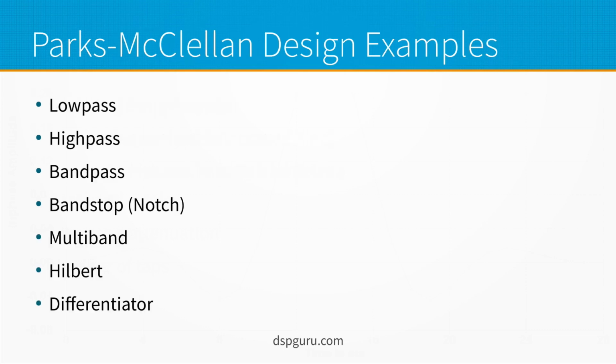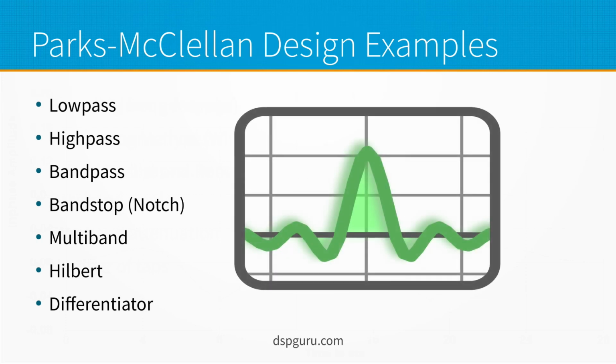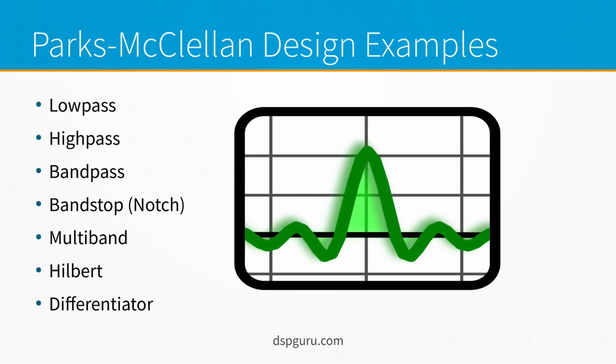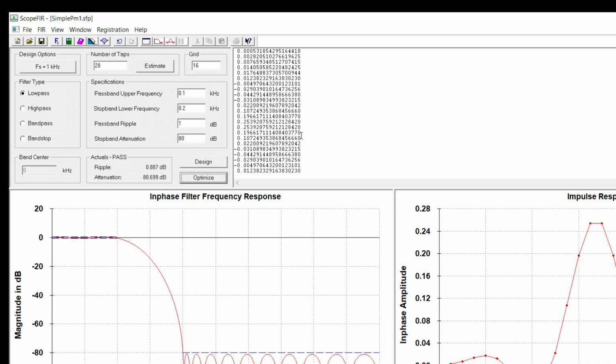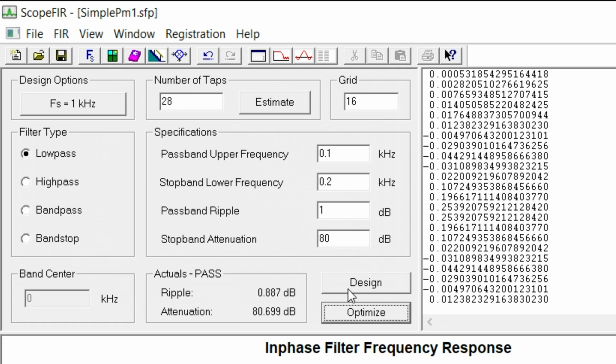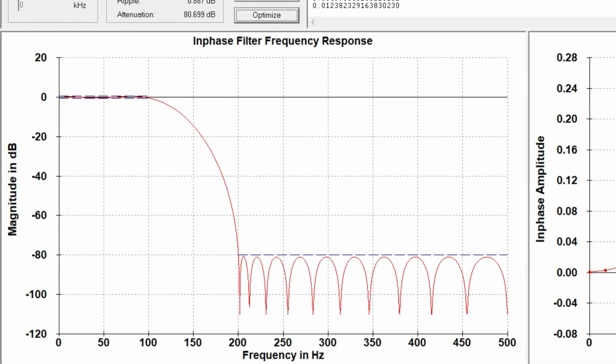I'm going to be going through our Parks-McClellan design examples using Scopefir, which is a program I wrote many years ago that is specialized for that purpose. What you see here is a low-pass filter design, 1 kHz sampling frequency, 0.1 kHz passband upper frequency, which corresponds to this point, 0.2 kHz stop band lower frequency, which corresponds to this point. Since this is a low-pass filter, the stop band upper frequency is always half the sampling rate, 500 Hertz in this case.